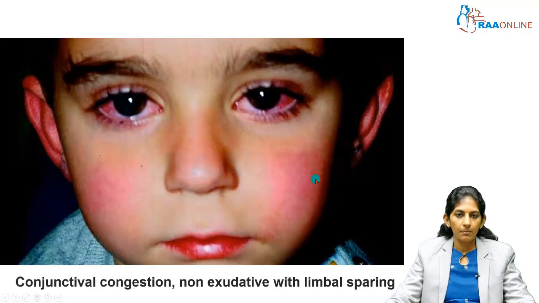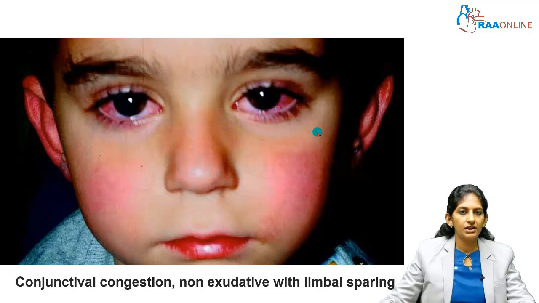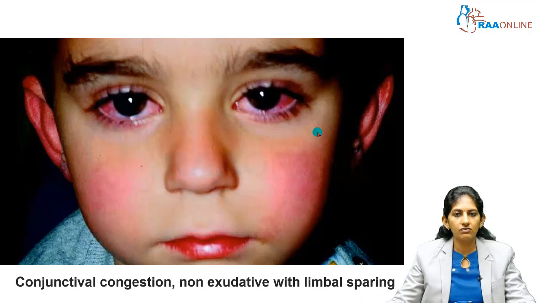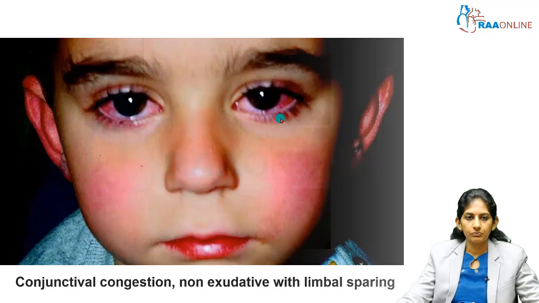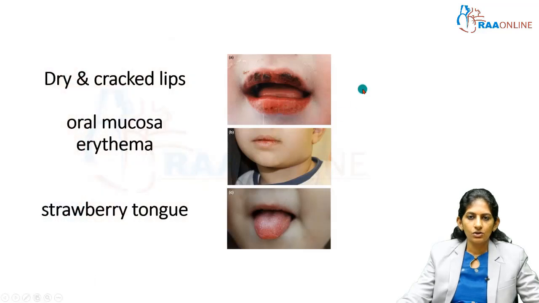So, first picture, look at the conjunctival congestion. Yes, non-exudative, it should not be discharging, no purulent discharge. So, non-exudative conjunctival congestion. Limbus is usually spared. Look at the sparing of the limbus here. Next, look at the oral cavity, dry cracked lips here, erythema of the oral mucosa and strawberry tongue. This is with regards to the second criteria.